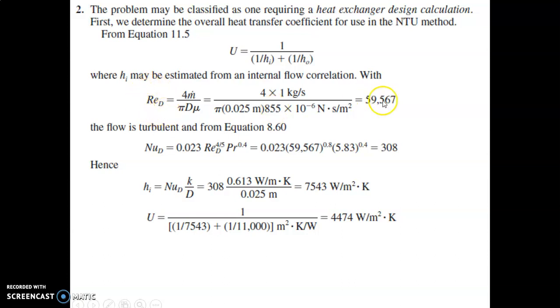If the Reynolds number is more than 4,000, it is considered turbulent. Based on turbulent flow, we have an equation for the Nusselt number: Nu equals 0.023 Re^(4/5) Pr^0.4. From this equation, we can find the Nusselt number, and from the Nusselt number we can calculate h_in. Then we go again to the overall heat transfer coefficient to be calculated.